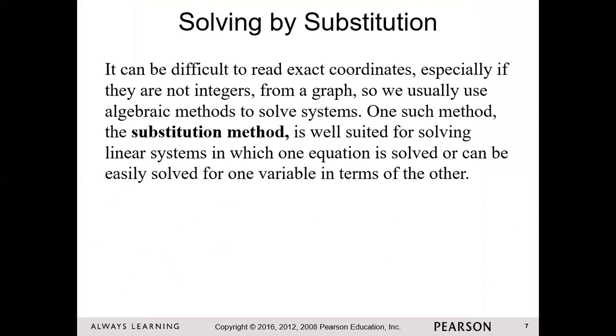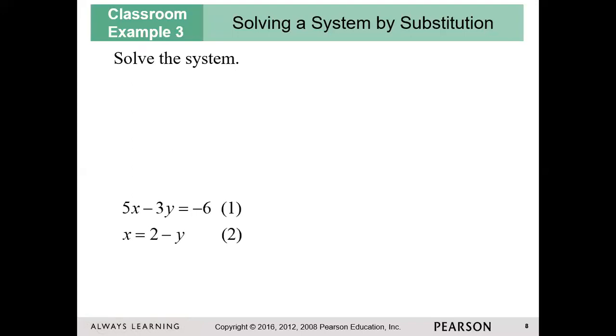So we come up with these other methods to solve these systems, and one of them is called substitution, okay? We're going to use a substitution method, and it is exactly what it sounds like. We are going to substitute to be able to get rid of one of our variables, okay? So here we go. When to use substitution?